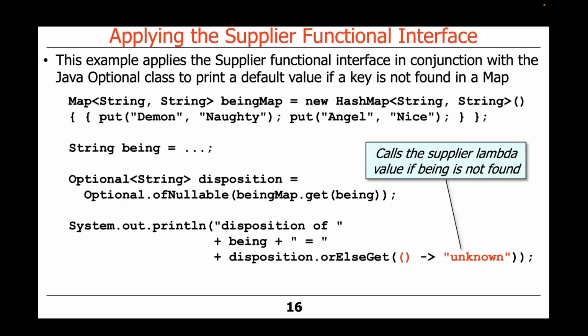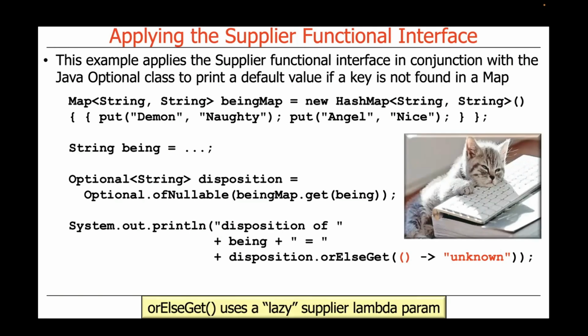Now, this particular example is a little bit more complicated than it needs to be, because using a supplier allows you to make these decisions dynamically at runtime. If you don't want to make these decisions dynamically, then you can use other means. So orElseGet uses a lazy supplier lambda parameter where it can actually make decisions dynamically at runtime.